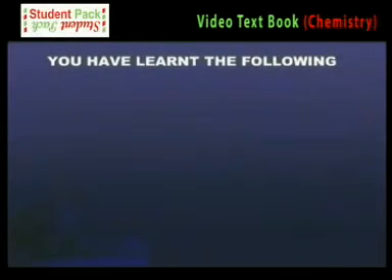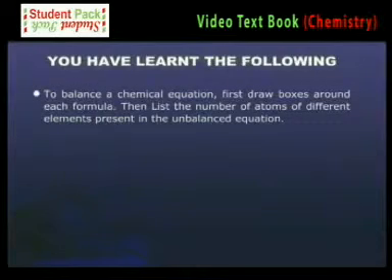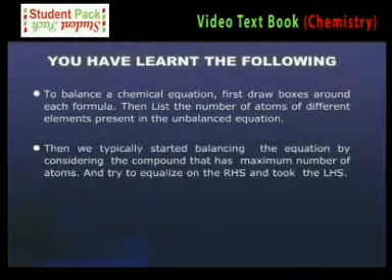In this video, you have learnt to balance a chemical equation. First, draw boxes around each of the formulae. Then, list the number of atoms of different elements present in the unbalanced equation. Then, we typically start balancing the equation by considering the compound that has the maximum number of atoms and trying to equalize the atoms on the right hand side to that on the left hand side.